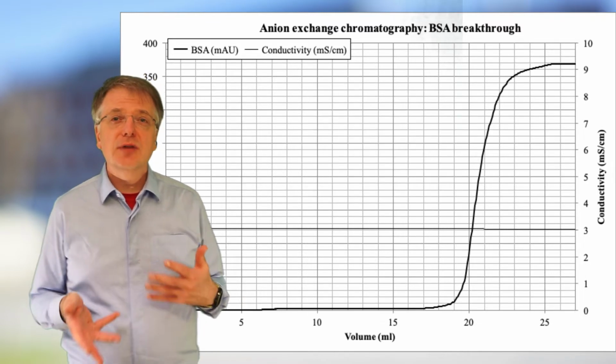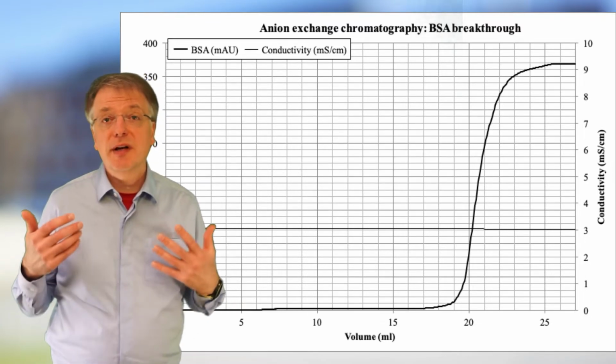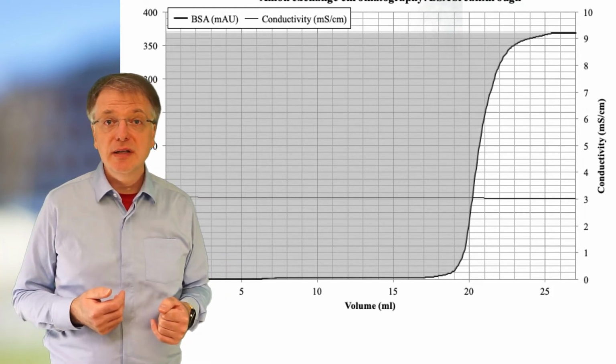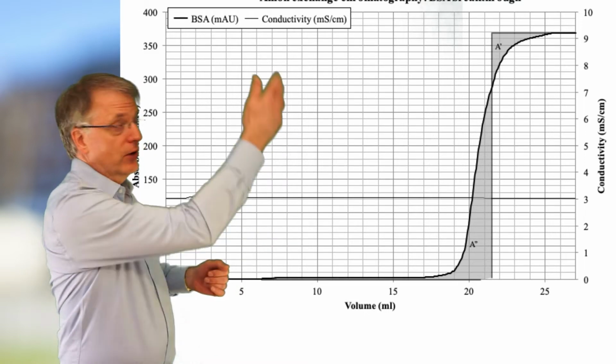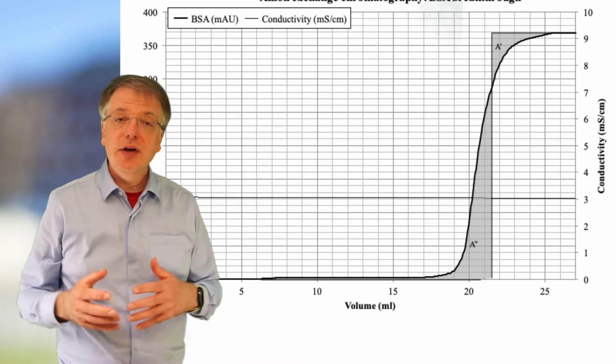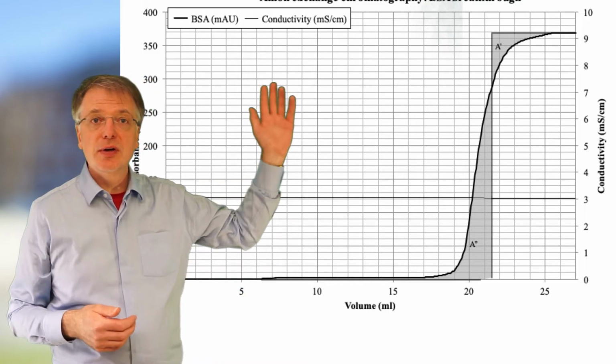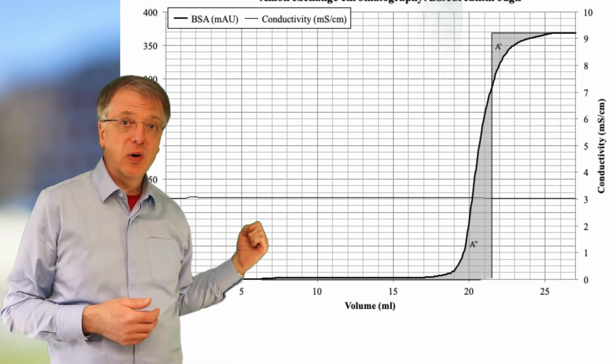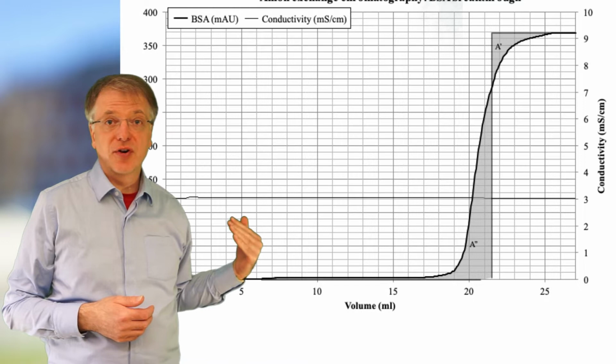To calculate the degree of utilization, we first need to determine the capacity. Thus, once again, we start by determining T star. We draw a vertical line and compare the area above the breakthrough curve to the right, that is later than our vertical line, with the area below the breakthrough curve to the left of our vertical line. We move the line until we find a spot where these two areas have the same size.